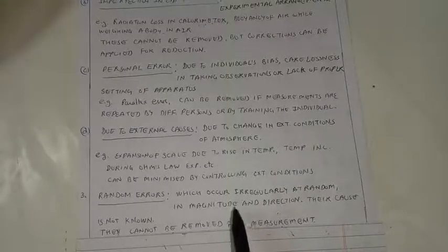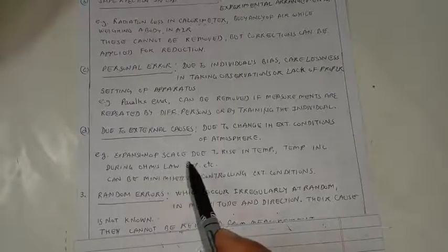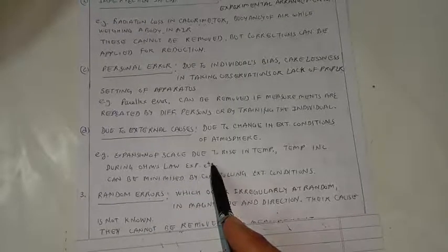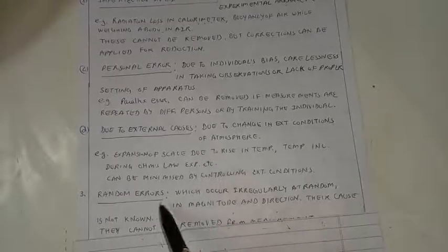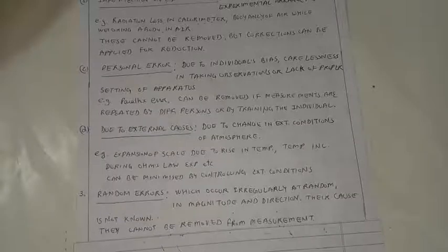So all the errors which we have seen till now before random error, we can find the cause of these errors, we can remove them. But random errors, because their cause is not known to us, we cannot remove them.